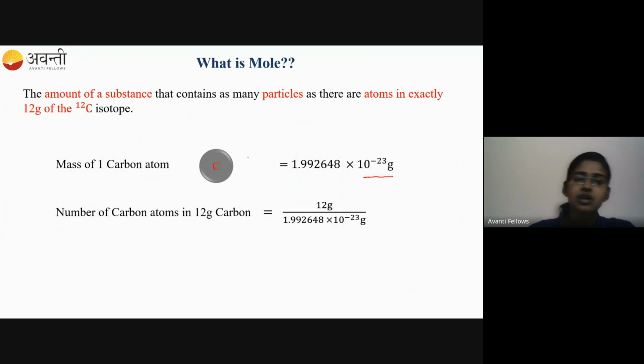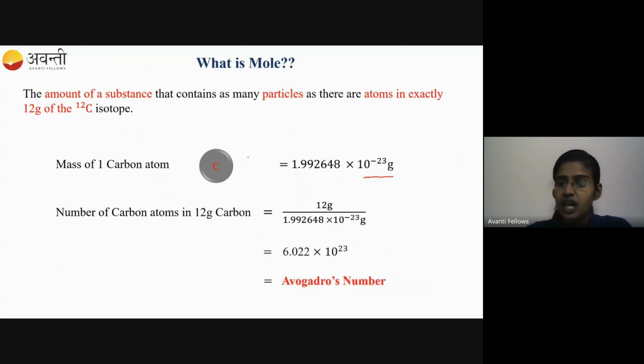Now coming to the number of carbon atoms in 12 gram of carbon, what we have to do? 12 divided by this whole number. This will give us the Avogadro number, which is 6.022 into 10 to the power 23. So this is the mole value: 1 mole is equal to this many particles. Clear? You have to memorize this Avogadro number, which is very important for you. The definition of mole is important for your board exams and school exams. Any doubt from this definition of mole?